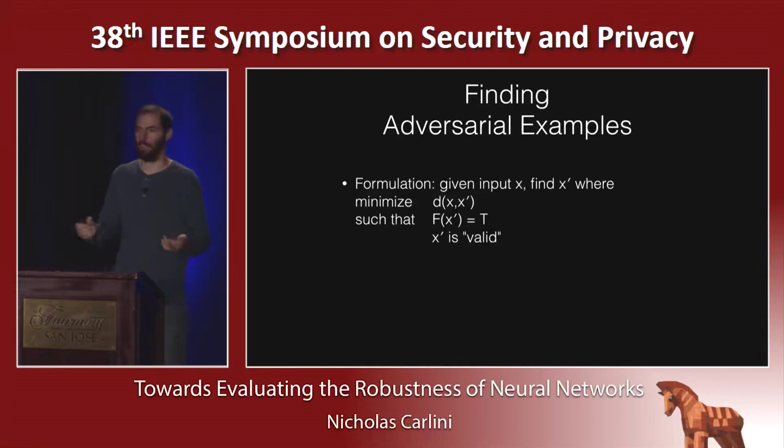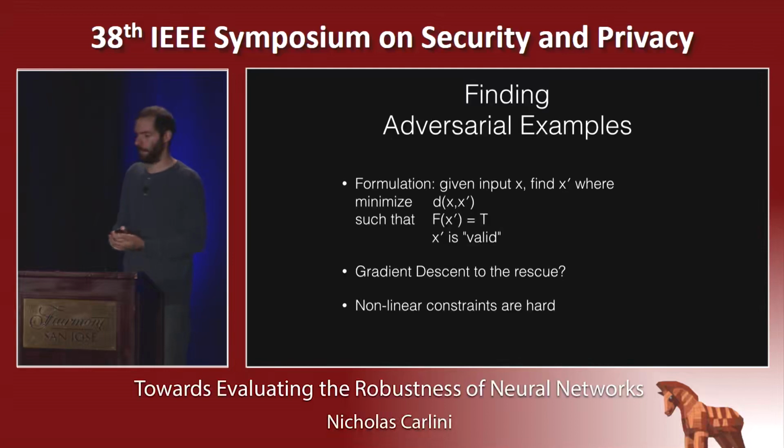Where by valid here, I just mean a relatively simple thing: each pixel value is discrete between 0 and 255. So you can try this. You apply gradient descent to this and see what happens, and you would realize that it fails completely. And the reason why it fails in this case is that these nonlinear constraints are very hard.